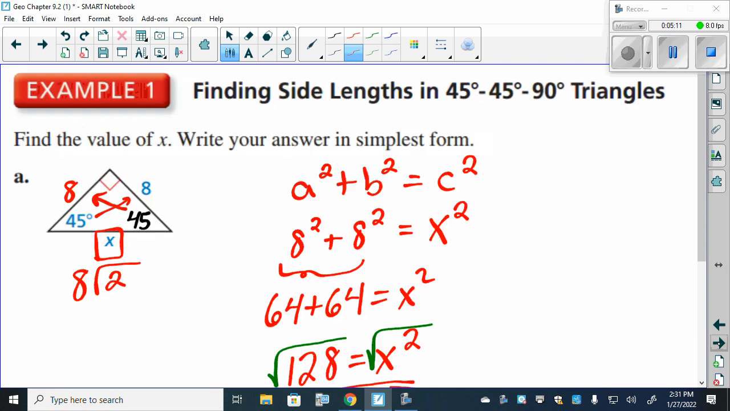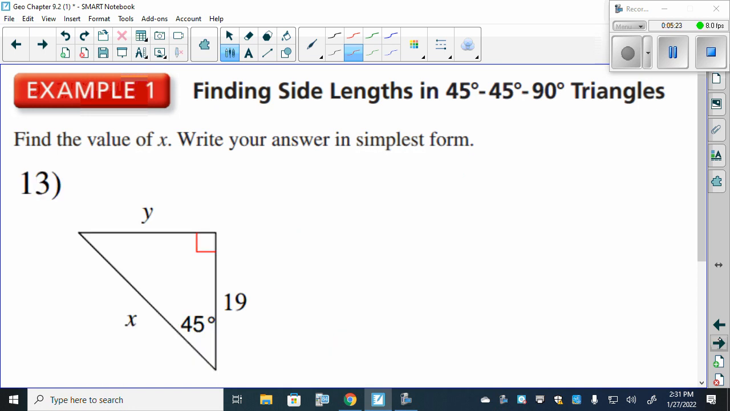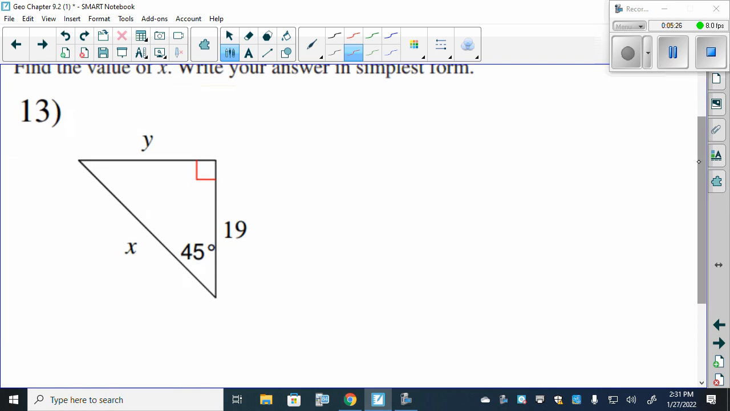So what did we get here? Well, we got the two legs are both 8, and the hypotenuse is what? 8 square root of 2. So is it always going to be the same? It's always going to work out in that exact way. Like, if it was 10 instead of 8, on both of those, it'd be 10 square root of 2.